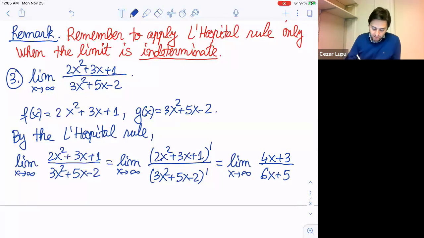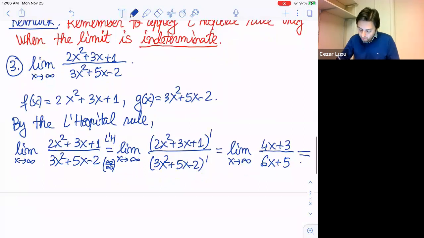Here I have L'Hopital rule, and the indeterminate case was infinity over infinity. This is very important. You need to mention this at first, because when you have infinity over infinity or 0 over 0, then you can apply L'Hopital rule. Now let's plug in infinity again. So you have infinity over infinity again. So again, we can apply L'Hopital rule one more time, because why not?